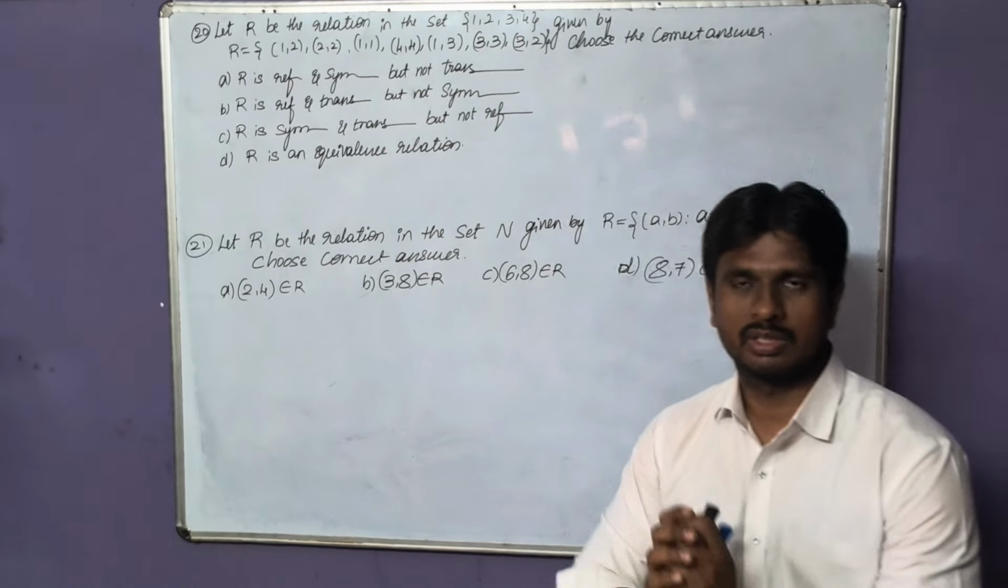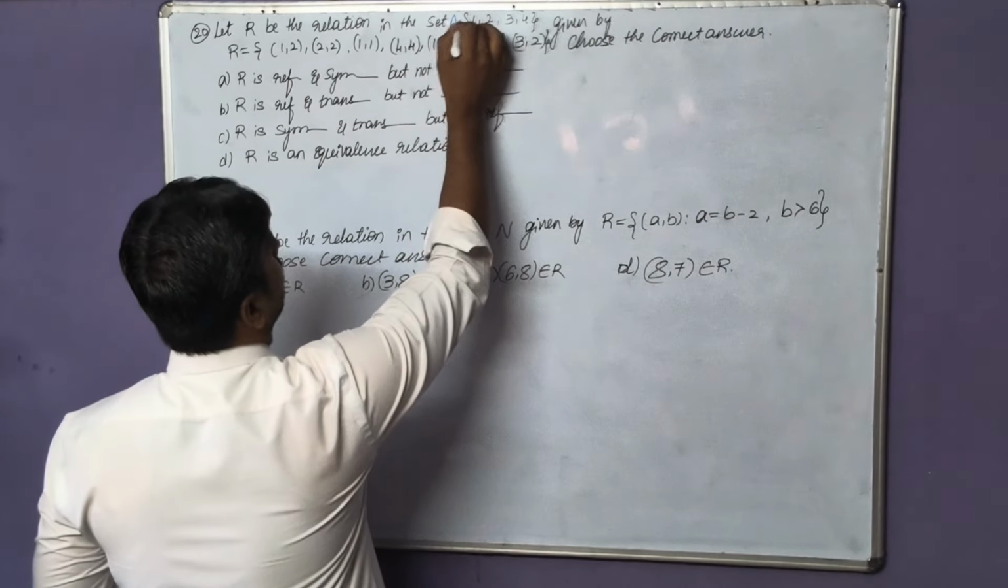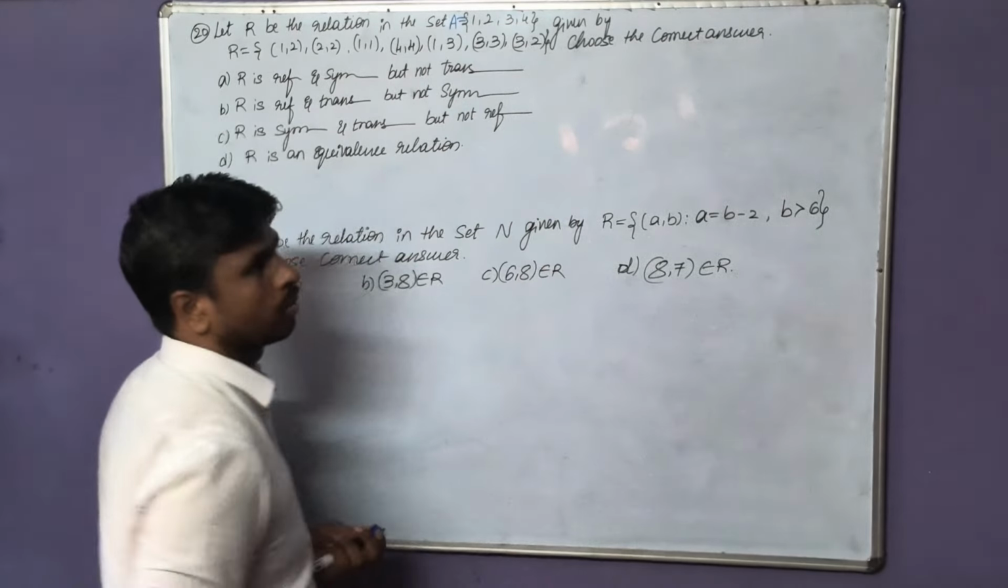So we have the first question as the 20th one. Let R be the relation in the set {1, 2, 3, 4}. That means a relation under the set A, whose elements are 1, 2, 3, 4. R is given by {(1,2), (2,2), (1,1), (4,4), (1,3), (3,3), (3,2)}. Choose the correct answer. So they have already given the relation under the elements of set A.